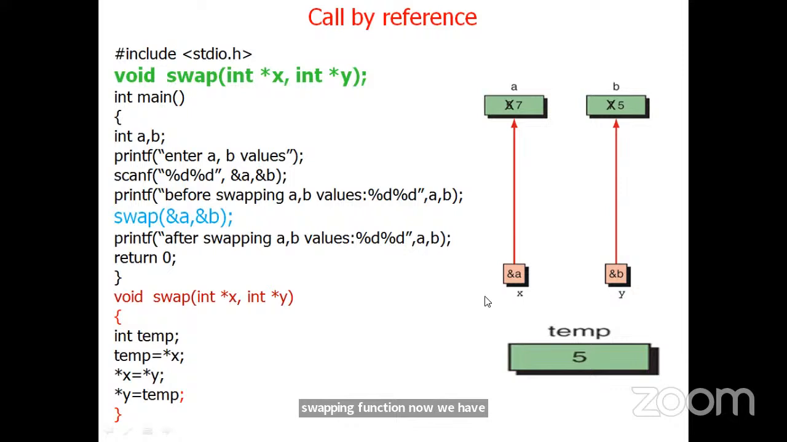There is a pointer X and there is a pointer Y. In pointer X, the address of A will be stored. In pointer Y, the address of B will be stored. It is not the values. Directly the addresses are passed. That means this X pointer will be pointing to A, and Y pointer is pointing to B. This is how we are passing addresses.